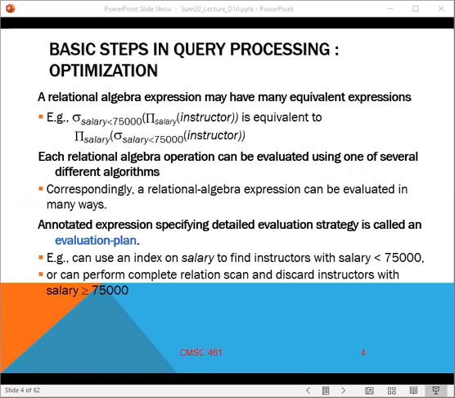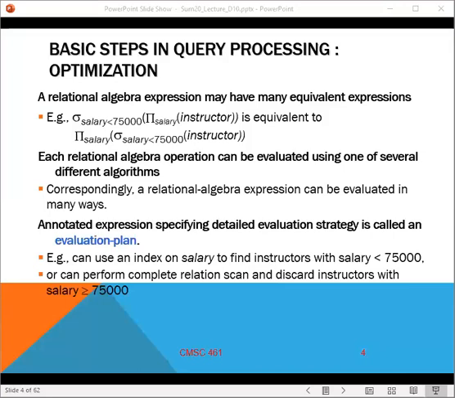A relational algebra expression may have many equivalent expressions. So for example, we could take one relational algebra expression: select salary less than 75,000 from, where we project salary from the instructor table. That might be more efficient than doing it in the reverse, which would give us the same answer. Equivalent to that query is where we project the salary from the results that we get from selecting the rows that have a salary less than 75,000 from instructor.